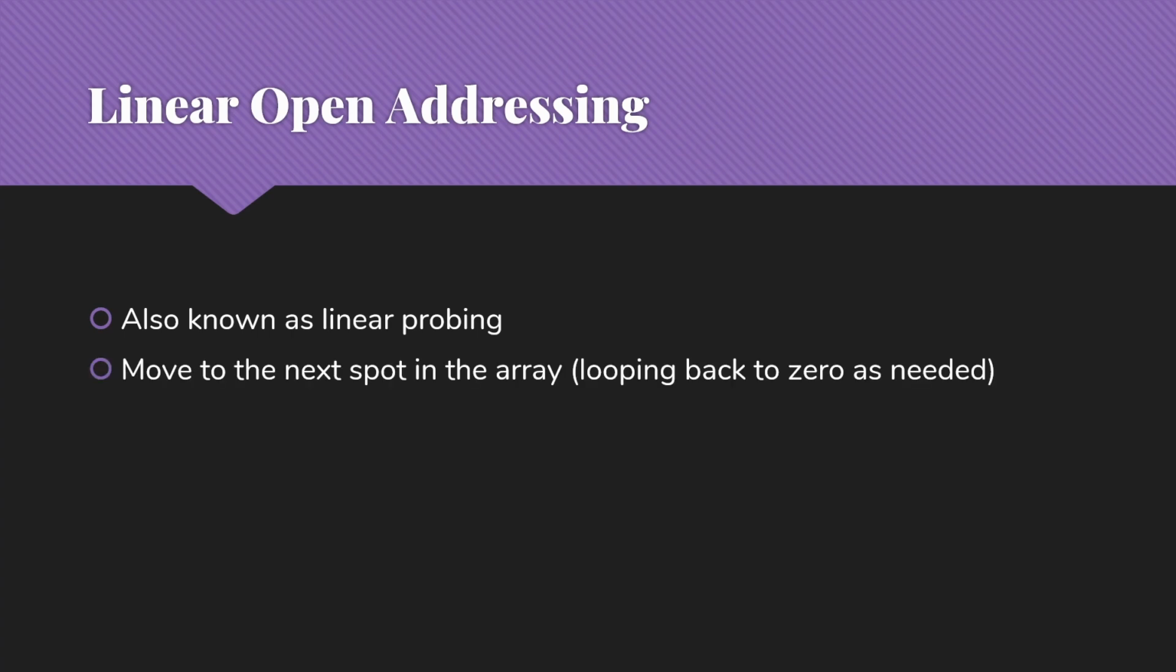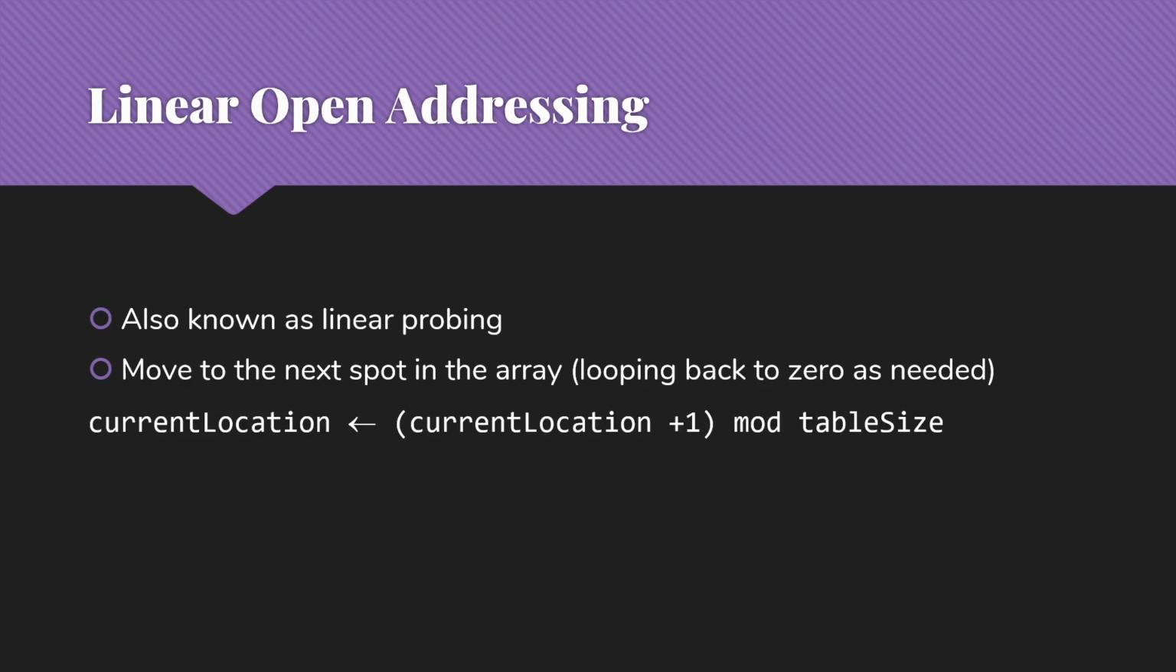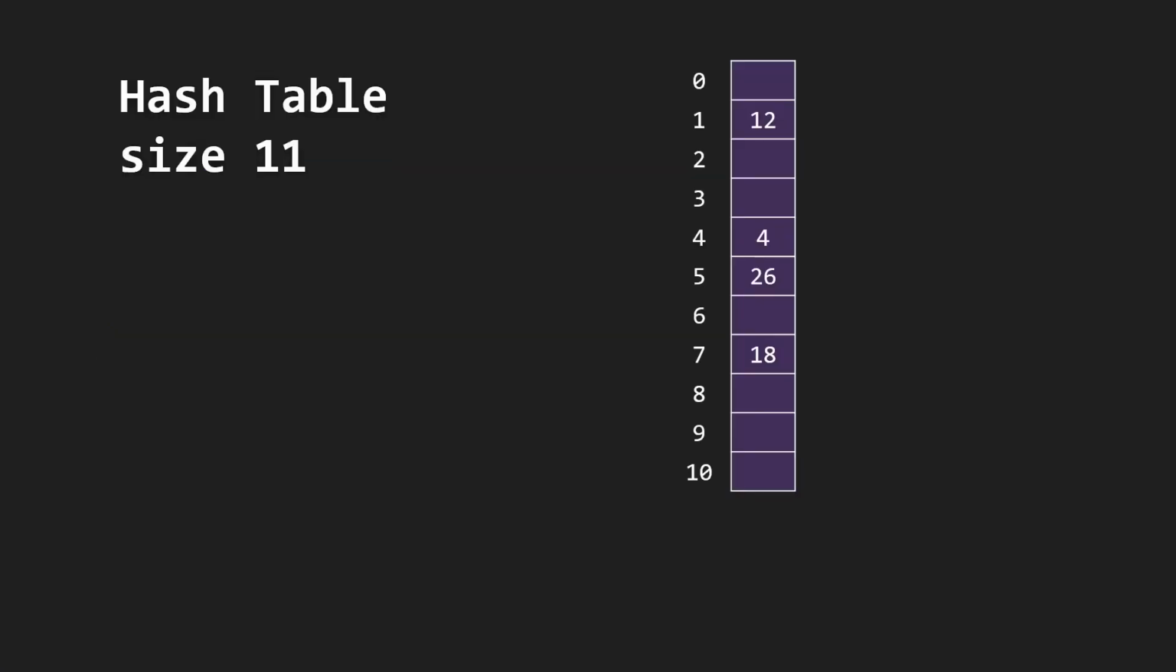The basic concept is that when I get to a spot where I want to put an item, or I'm looking for an item, and there's something here, but it's not the one I'm looking for, I'm going to simply move to the next spot in the array, looping back to 0 as needed. So the math for that is going to be pretty straightforward. Current location is going to change to current location plus 1, mod the table size in order to wrap back around. So here we have our hash table as it would look with linear probing.